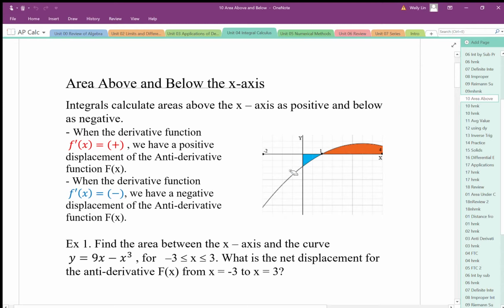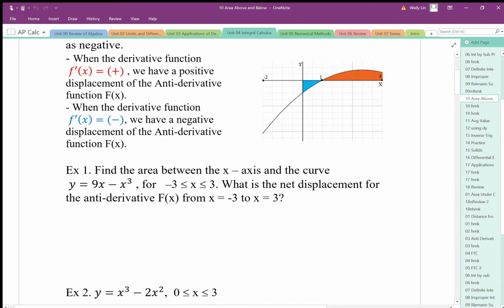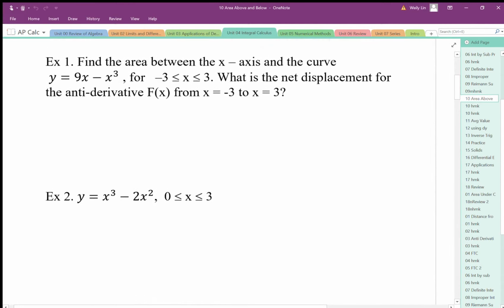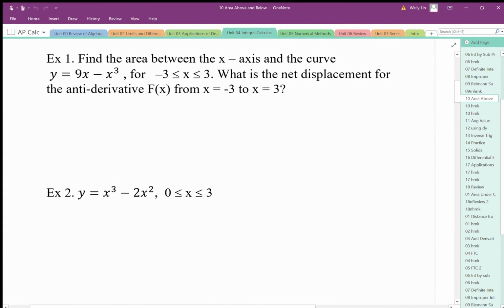If the derivative function is below the x-axis, it means we have a negative derivative or a negative velocity, and the displacement or the area would then be negative. So that's what we've done here. If f prime is positive, if that derivative function is positive, we end up with a positive antiderivative displacement, and if f prime is negative, we get a negative antiderivative displacement.